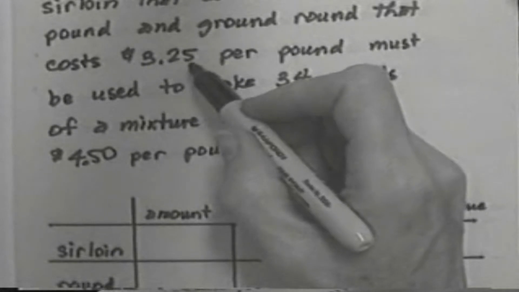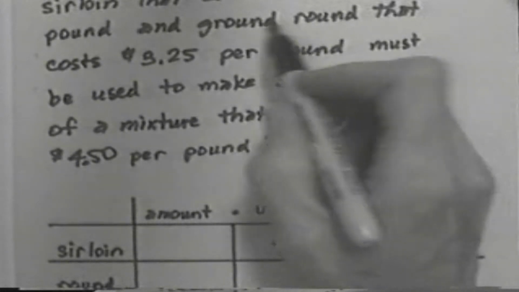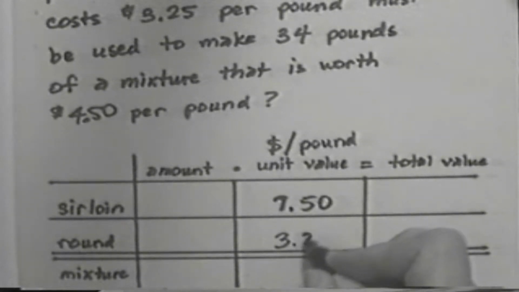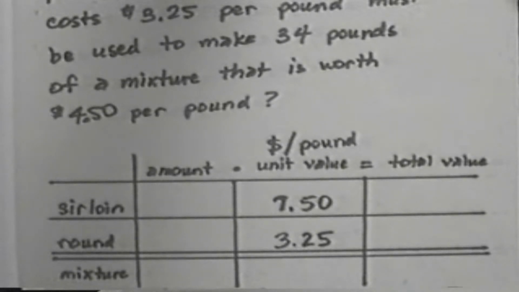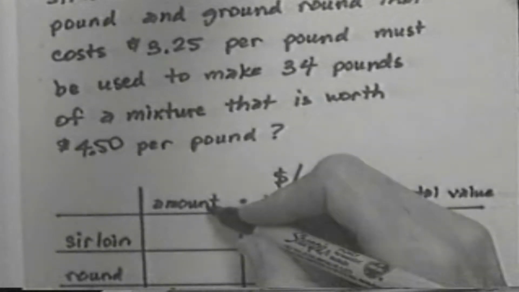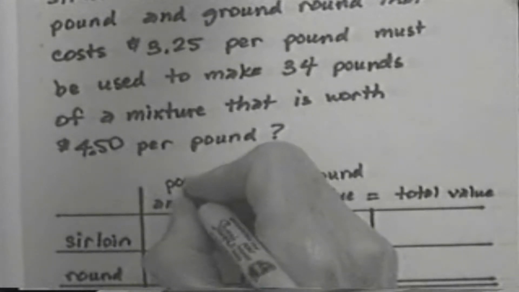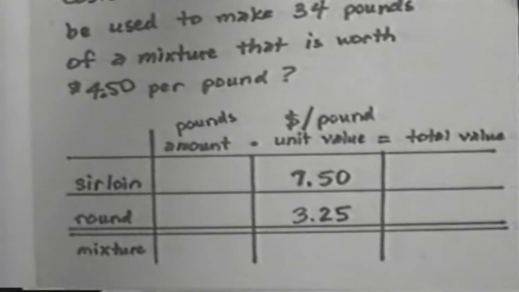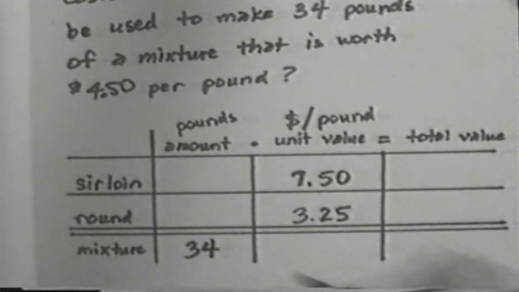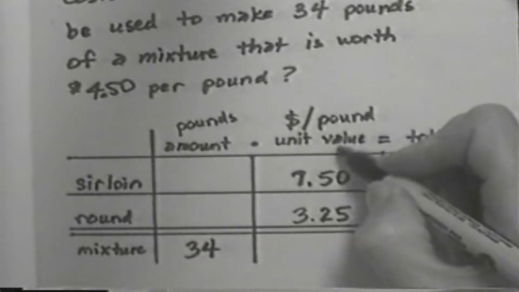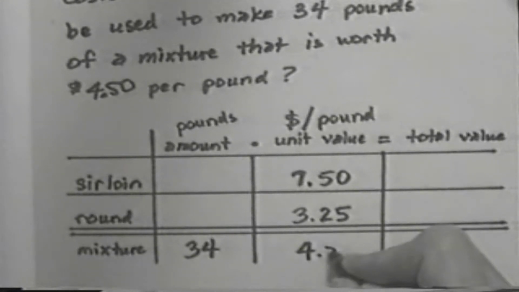The next number is $3.25. That's the price per pound of ground round, and so the $3.25 goes in the unit value for round. The next number is 34. We're making 34 pounds of the mixture. That is the amount. The amount is in pounds, and that's for the mixture. And the $4.50 per pound, price per pound, is the unit value for the mixture.